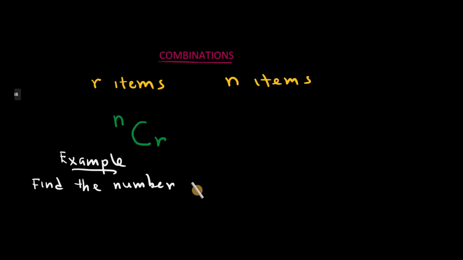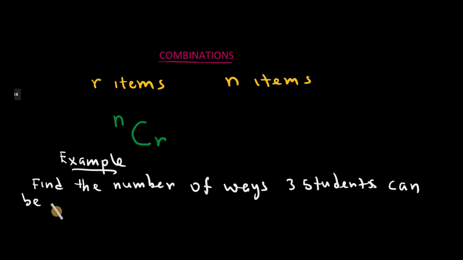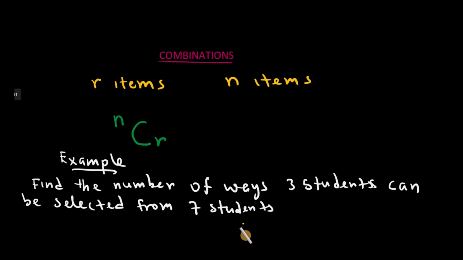Find the number of ways 3 students can be selected from 7 students. Here the total number of items is 7, so n is equal to 7, and the items to be selected are 3, so r here is equal to 3.